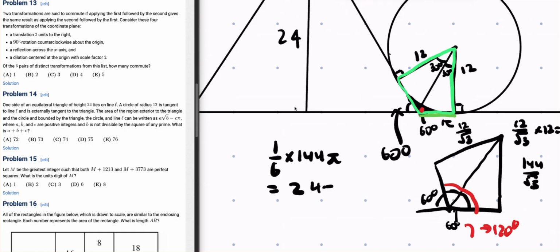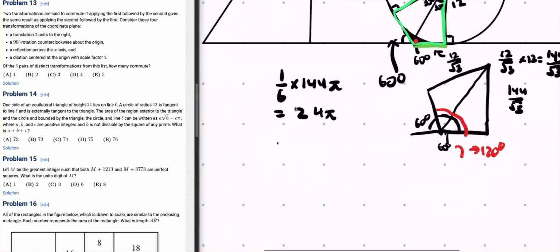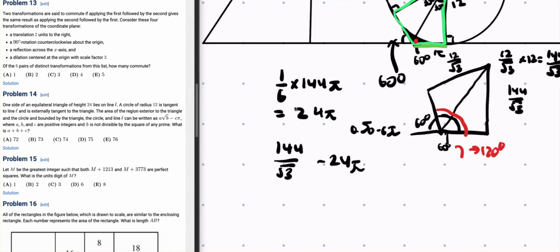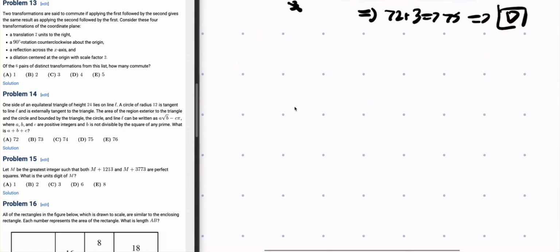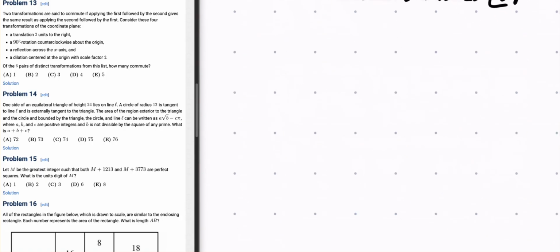24 pi. And now our answer is 144 over root 3 minus 24 pi, but we want to write it in the form a root b minus c pi. So a root b is going to be 144 root 3 over 3. Cancel, which gives 48 root 3. 48 root 3 minus 24 pi. And that gives us a grand total of 72 plus 3, which is 75, which is answer choice D. Okay, now let's do problem 15.